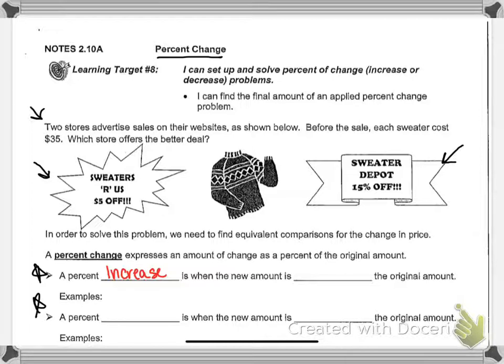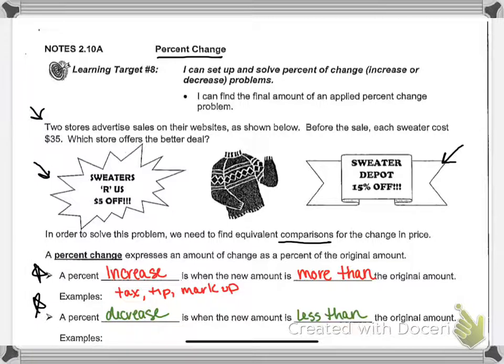So it's best for you if you can figure out what type of comparison we are making. Is the percent problem an increase problem, where the new amount is more than the original amount? Examples of that would be tax, tip, or if something is marked up. Or it could be a percent decrease problem, when the new amount is less than the original amount. An example of that is when we see sales and discounts, like the ones we're talking about.